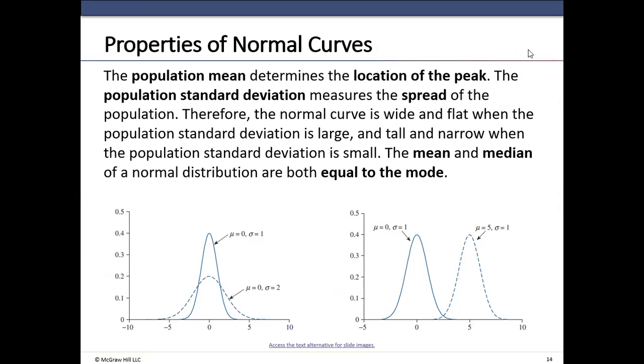The population mean determines the location of the curve. The population standard deviation measures the spread of the population around the mean. Therefore, the normal curve is wide and flat when the population standard deviation is large, as in the dashed curve on the left, and tall and narrow when the standard deviation is small, as in the solid curve. Both curves have the same mean at 0. The dashed curve is more spread out because its standard deviation is 2, whereas the standard deviation of the tall narrow curve is 1, so it is not as spread out as the dashed curve.